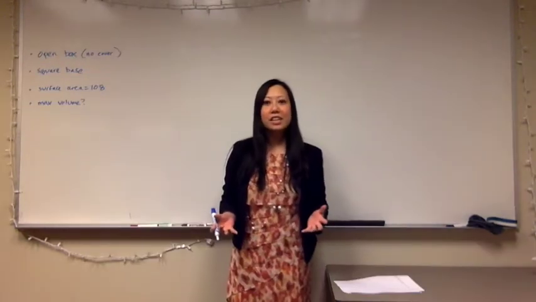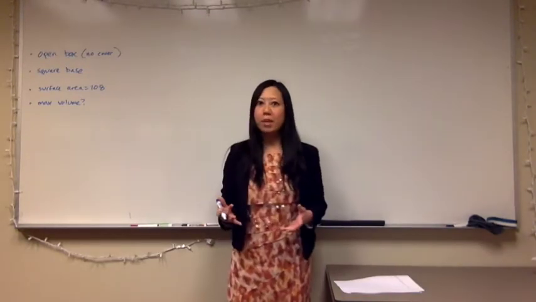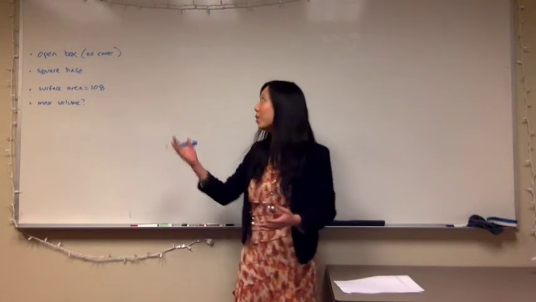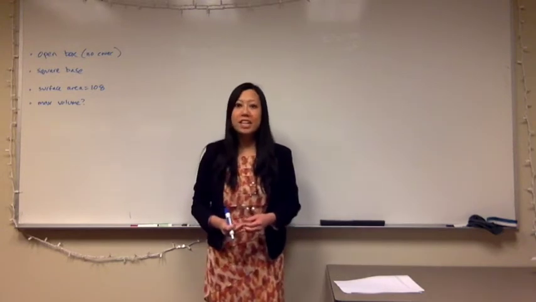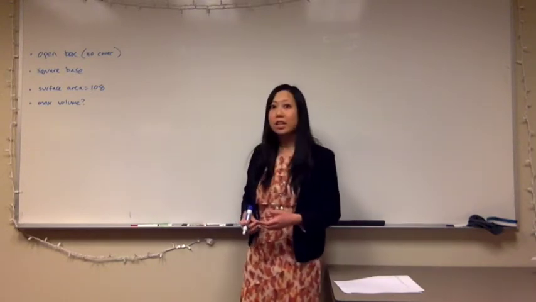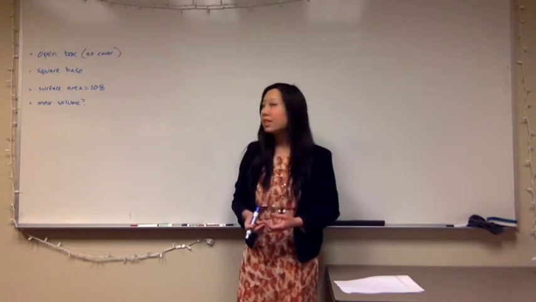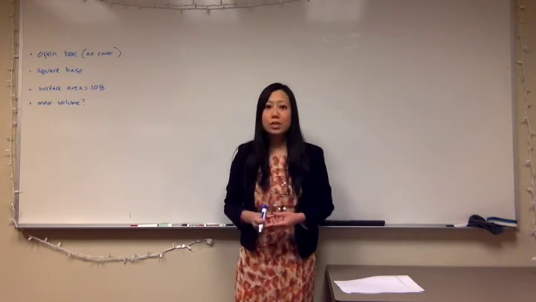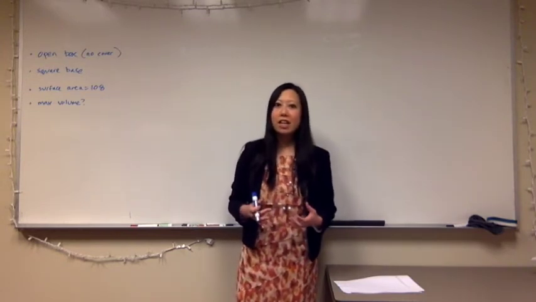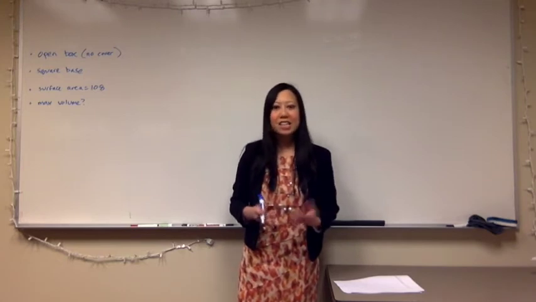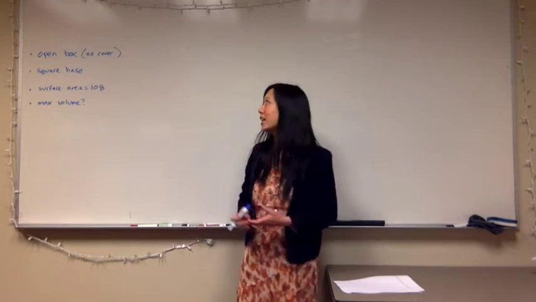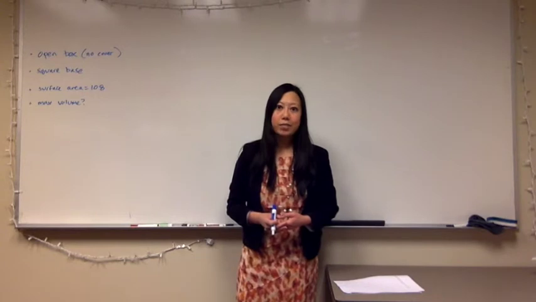So let's take a look at the next one. The next one, we have an open box, meaning there's no cover. We also know that it has a square base and has a surface area of 108 square inches, meaning if I take the area of each side of the box and add them together, that's the surface area. And now I want to find the maximum volume.